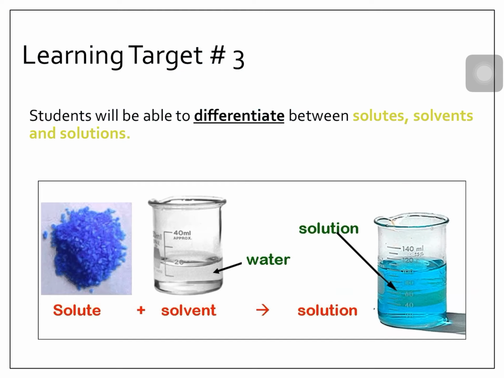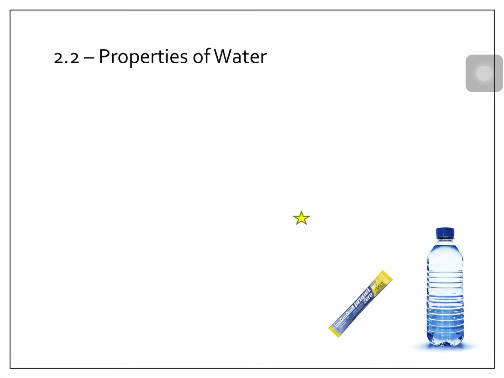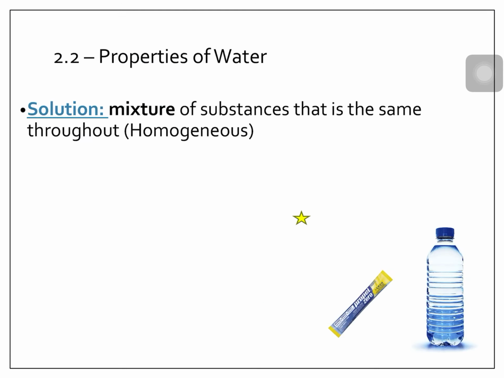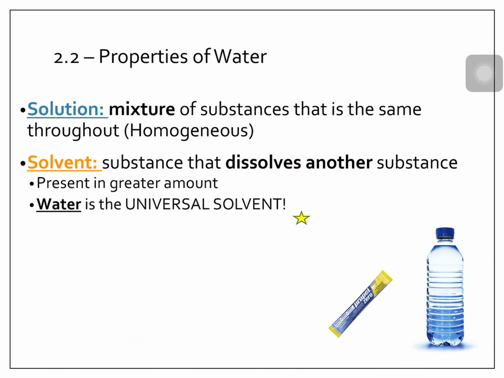Okay, the last thing we're going to cover in this video is learning target 3. You will be able to differentiate between solutes, solvents, and solutions. Okay, so a solution is a mixture of substances. It's going to be my end product. It's going to be the same throughout.